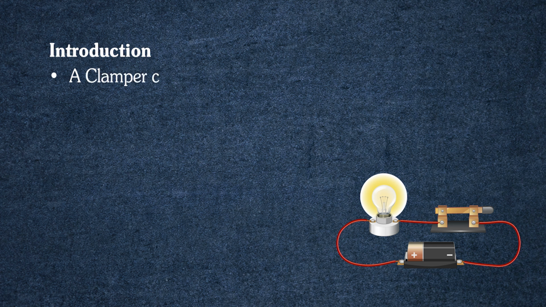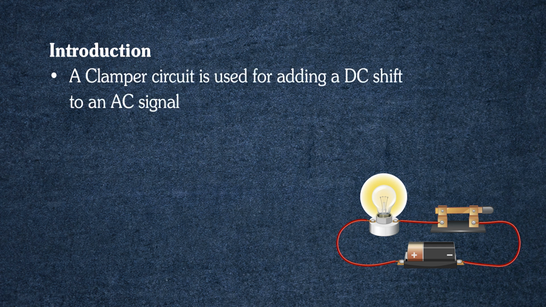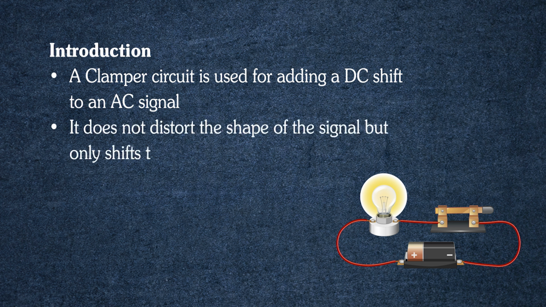A clamper circuit is used for adding a DC shift to an AC signal. It does not distort the shape of the signal, but only shifts the amplitude of the signal. So this is the basic concept or the basic working of clamper circuit. It does not distort or remove anything from the output, but it simply shifts the DC output within the axis, that means upward or downward, without distorting the shape of the signal.